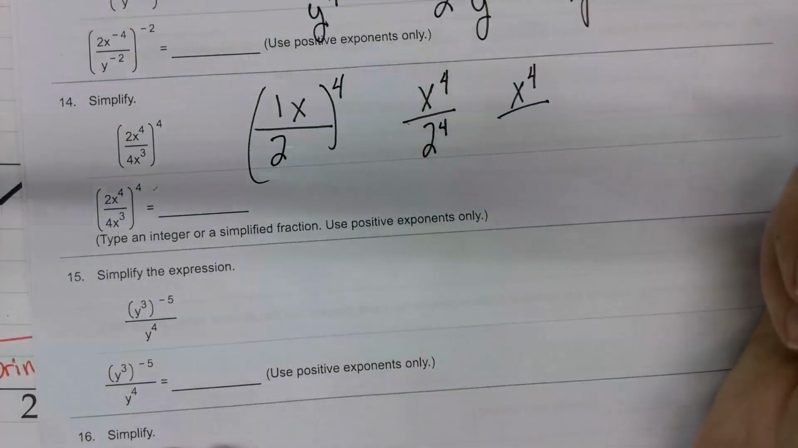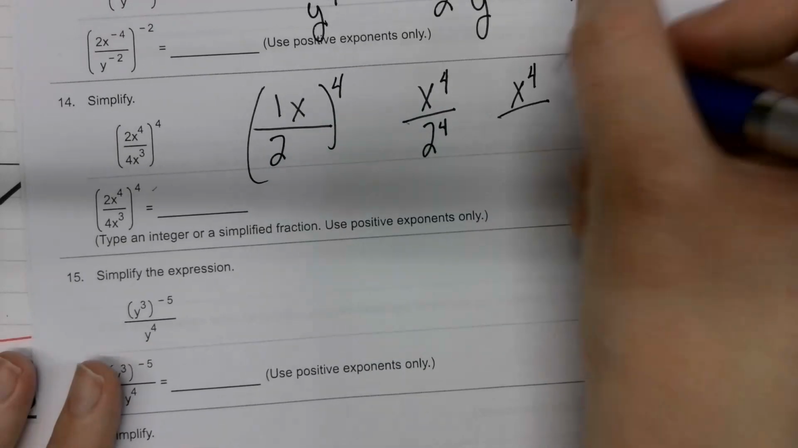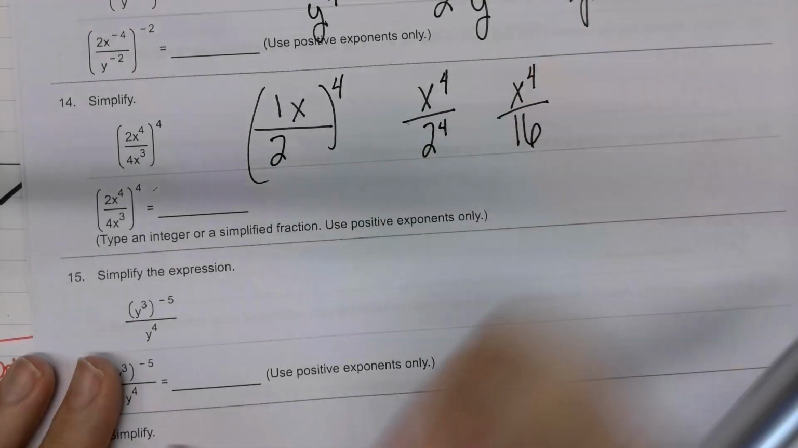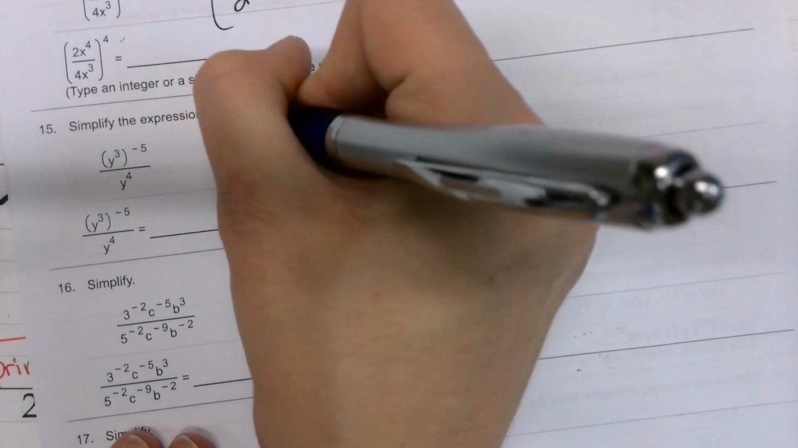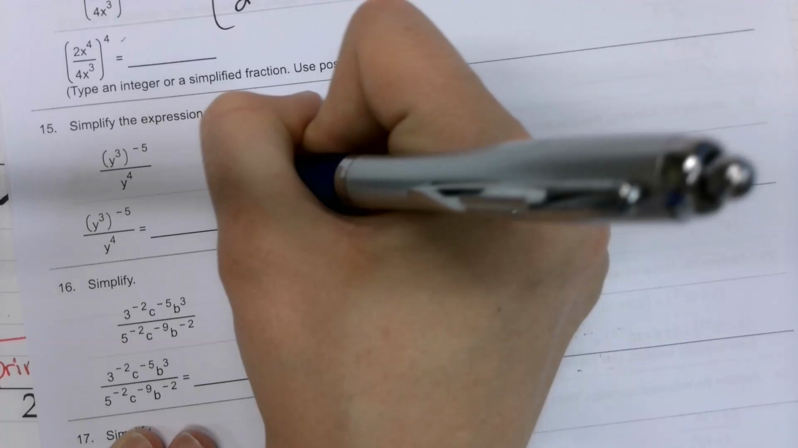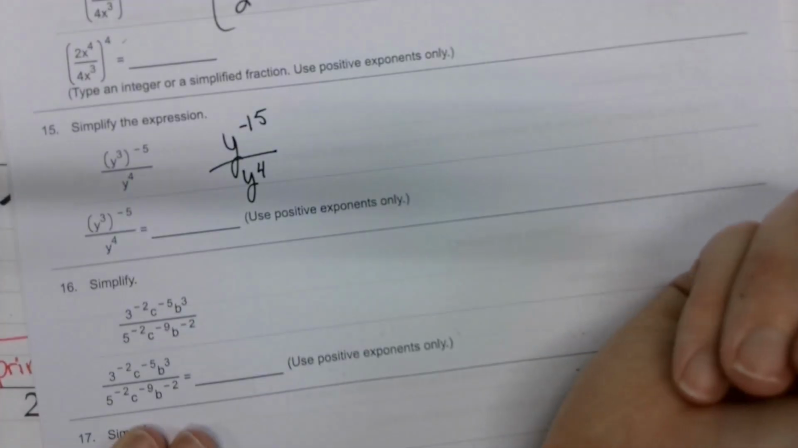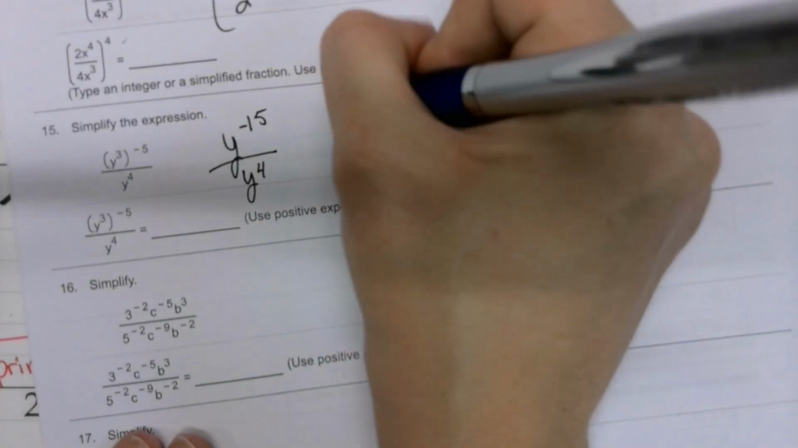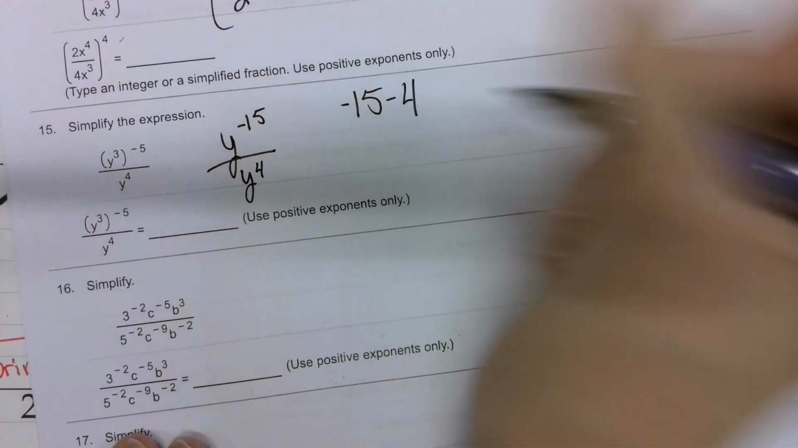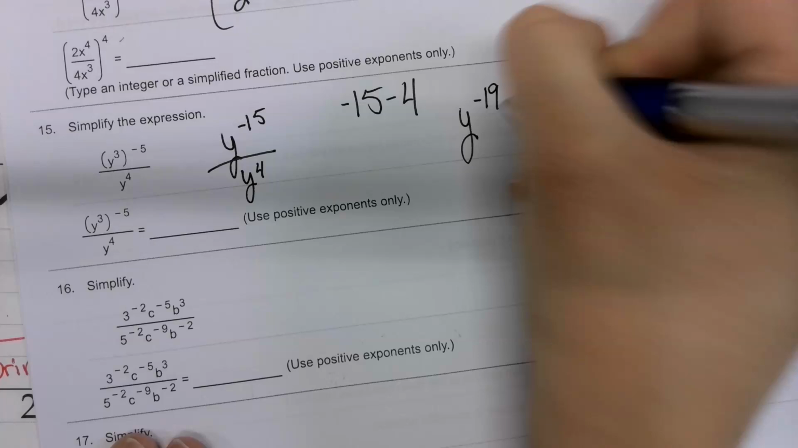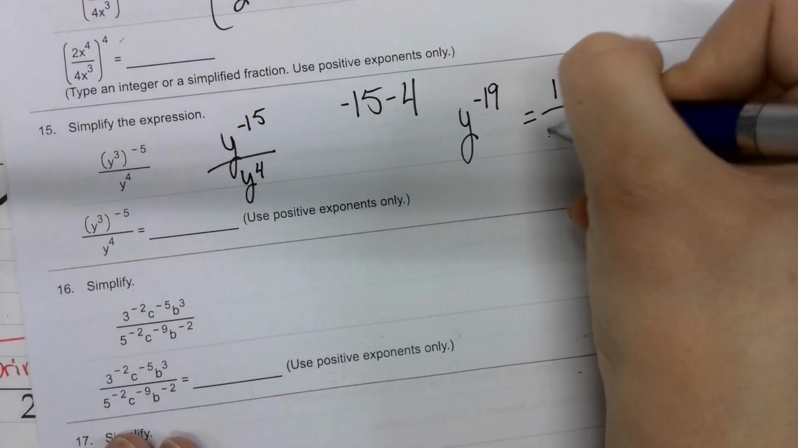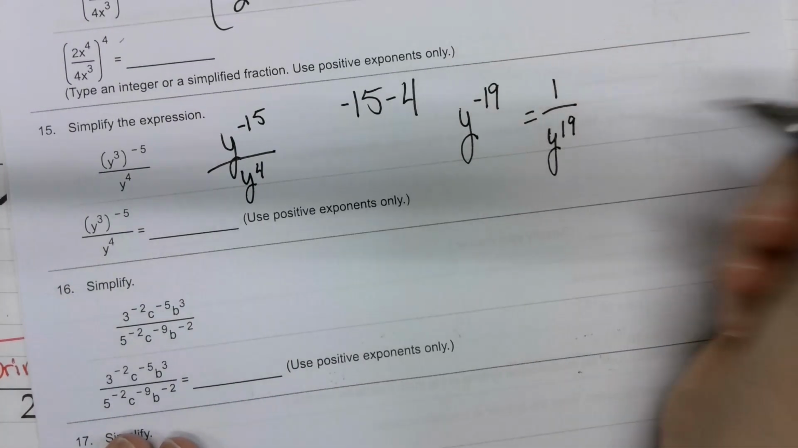So 2 times 2 is 4, times 2 is 8, times 2 is 16. Okay, so here we're going to use the product rule on the top, so y to the negative 15th over y to the 4th. And then I'm going to do negative 15 subtract 4, which would be y to the negative 19th, and then I'm going to write that using positive exponents.